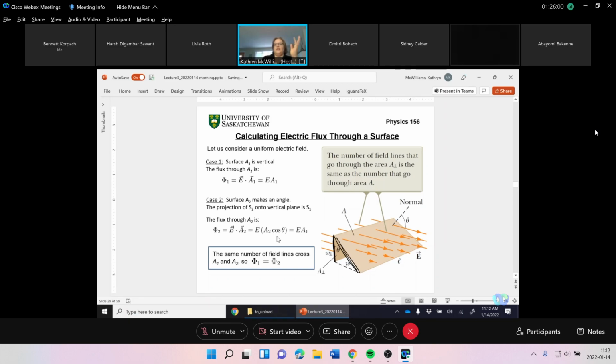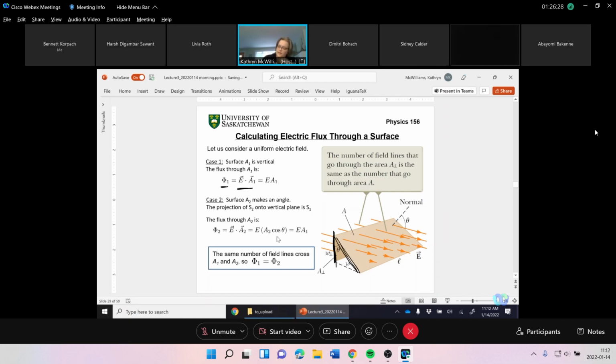When we're calculating electric flux, we don't care about the electric field lines that pass tangent to the surface. We only care about the ones that go right through. So we're looking for this perpendicular bit of it. Okay. So we have the flux through surface A1, which is this one on the left, is E dot A1.